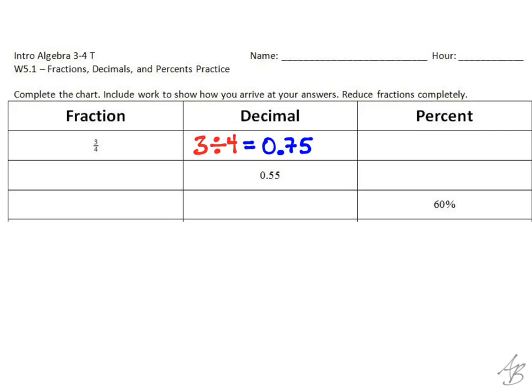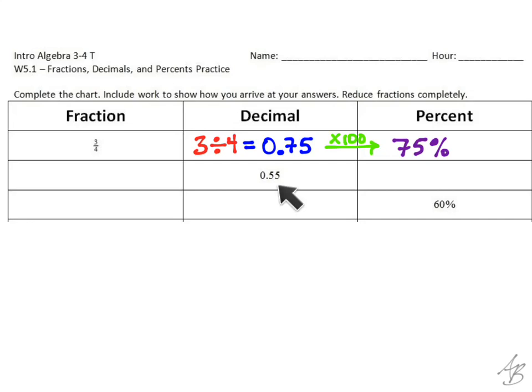Once you get the decimal, to convert it to a percent, we multiply by 100. And so we multiply 0.75 by 100. You can use the calculator, or you can move the decimal 2 places to the right, and you get 75. 75 by itself is not good enough though. Since we're converting to a percent, we need to show that by putting the percent symbol on there.